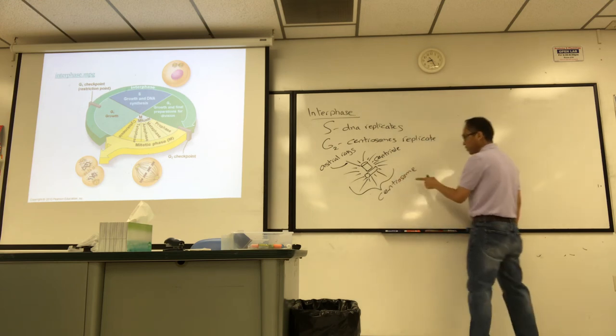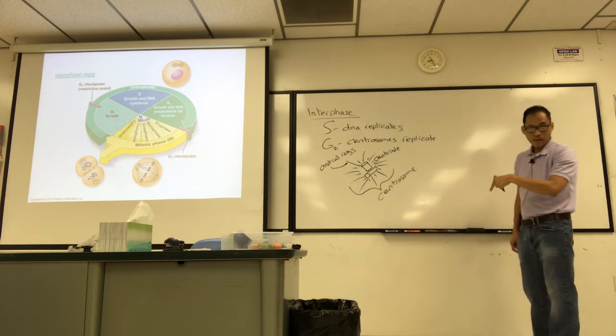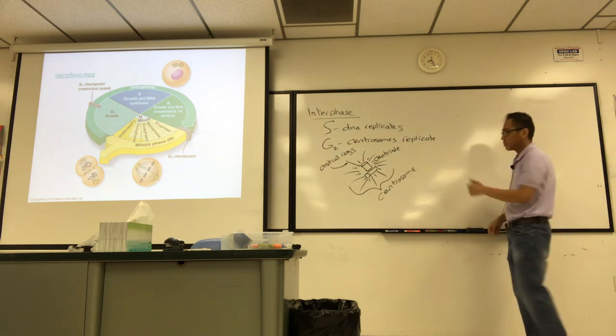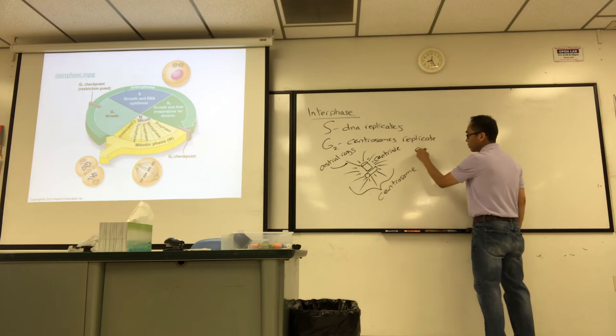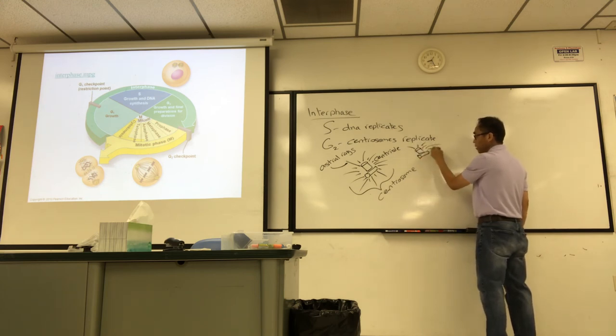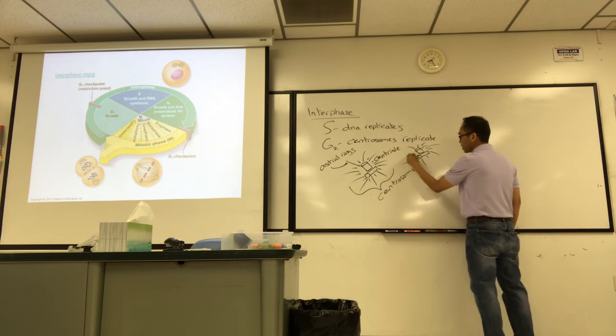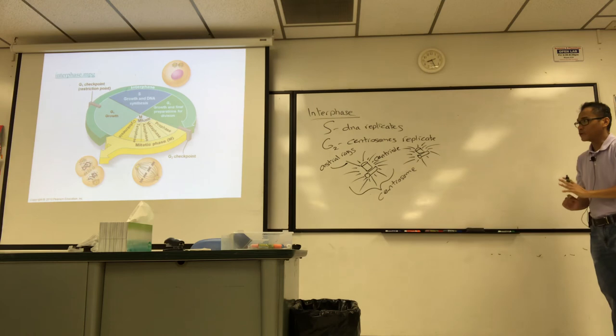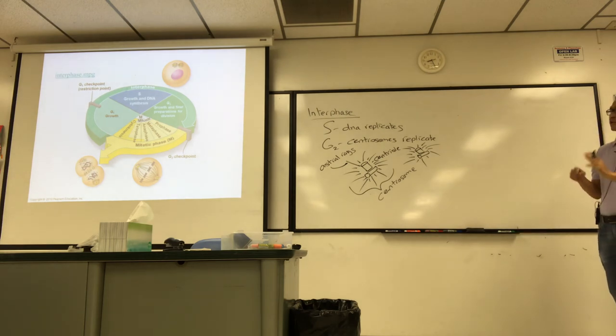So when they duplicate, when you get two of them, the cell is getting ready to divide. So I'll just draw another one. That's another term to get out of the way, the whole centrosome thing. When you see two of them in a cell, you know the cell is in very late interphase and is going to get ready to divide.